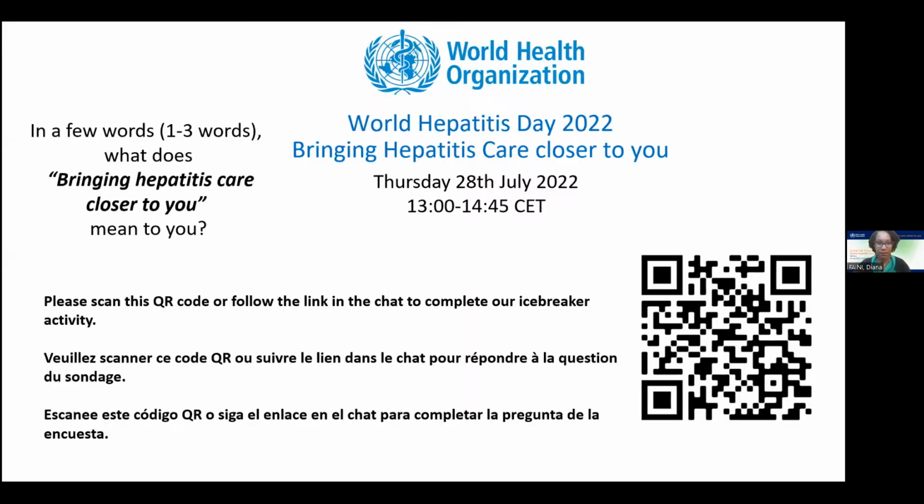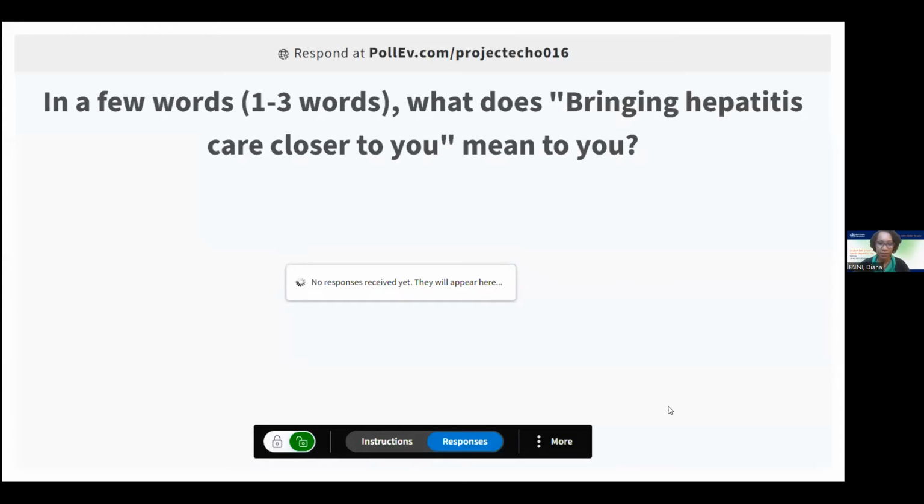Thank you. I would like to draw audience attention to the poll. You can access it through the link provided in the chat, as well as by scanning this QR code. What we would like you to do is answer the question in the poll that asks you to describe in 1 to 3 words what bringing hepatitis care closer to you means. And we will be able to see the word cloud being generated from your responses directly through this screen. So please access the question through the link provided in the chat, as well as the QR code.